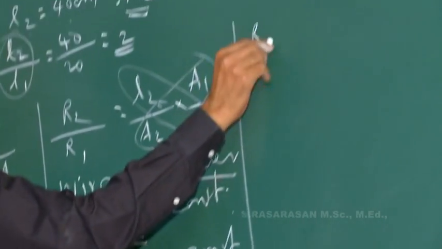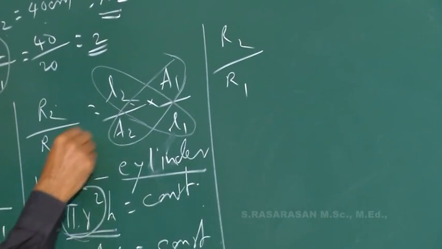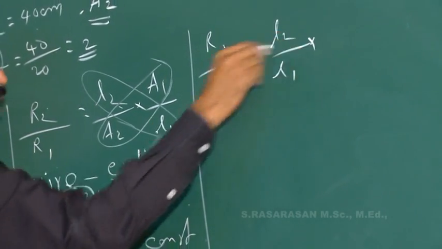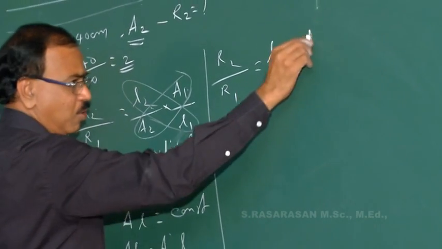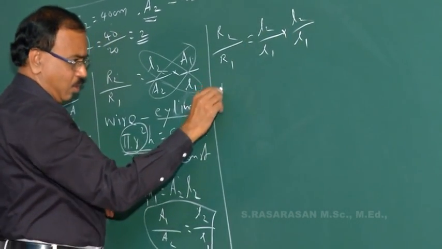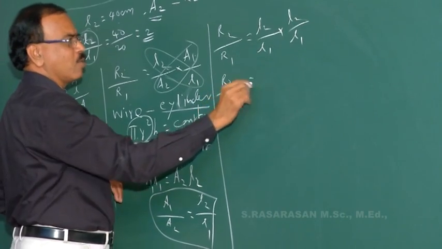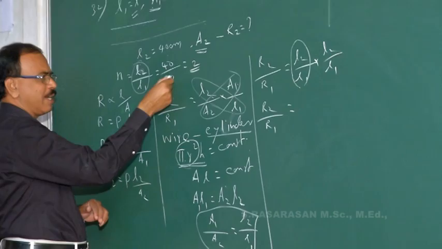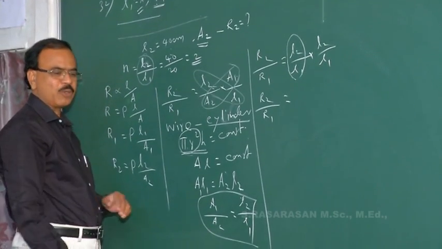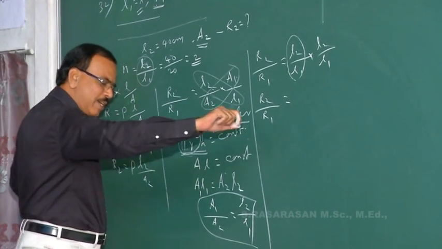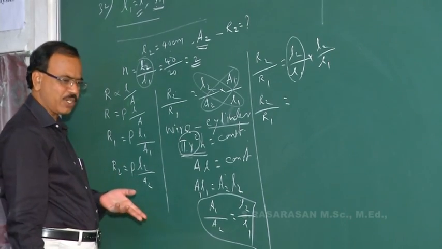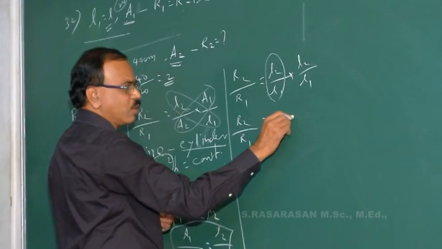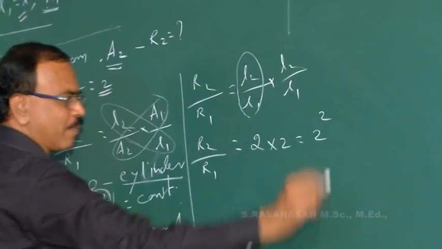Therefore, what is R2 by R1? Once again come to the original formula. R2 by R1 is equal to, already it is L2 by L1. Now instead of A1 by A2, it is L2 by L1. So R2 by R1 is equal to L2 by L1 squared, and I have calculated L2 by L1 as 40 by 20. In our problem, a 20 centimeter wire is stretched into 40 centimeters. So how many times has it been stretched? 40 by 20, 2 times. So it is 2 into 2, 2 square.